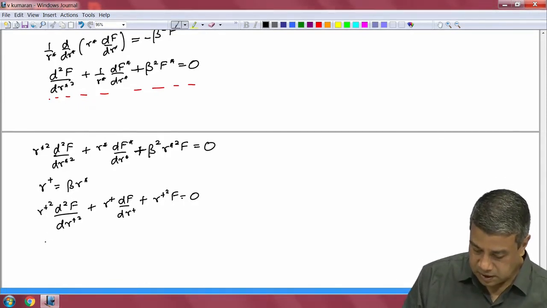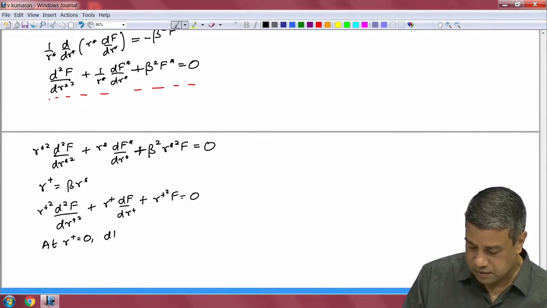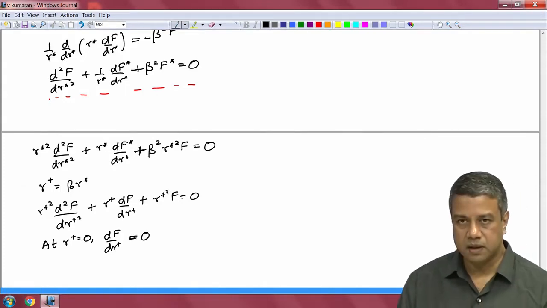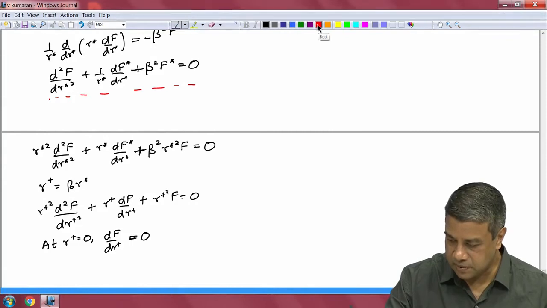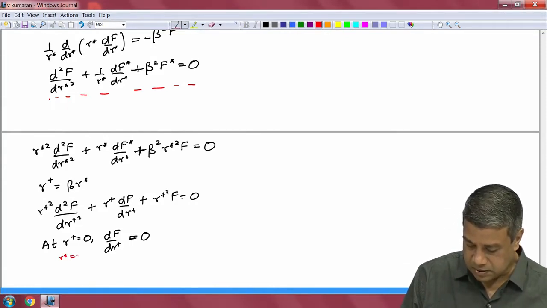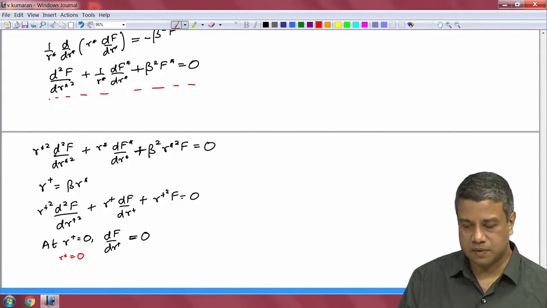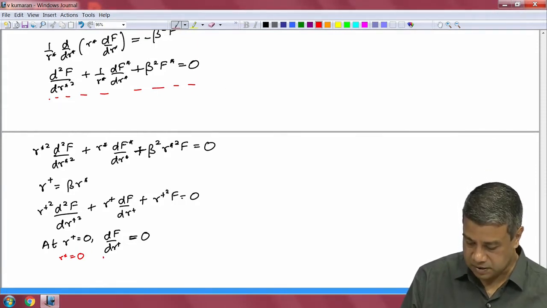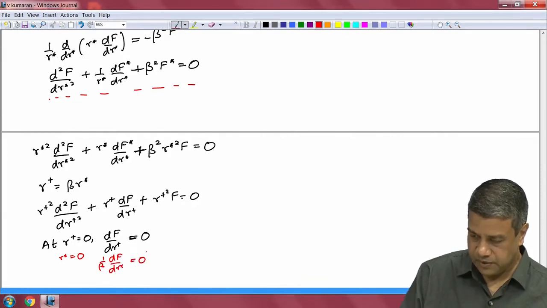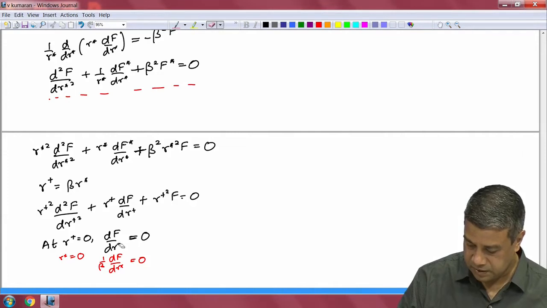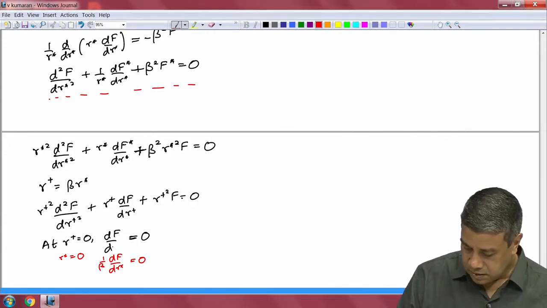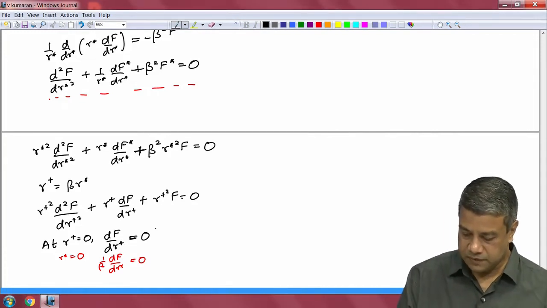At r plus equal to 0, the derivative has to be 0. Because r plus equal to 0 is the same as r star equal to 0, and the derivative with respect to r plus is 1 over beta times df by dr star. That is the derivative. That is the first boundary condition.